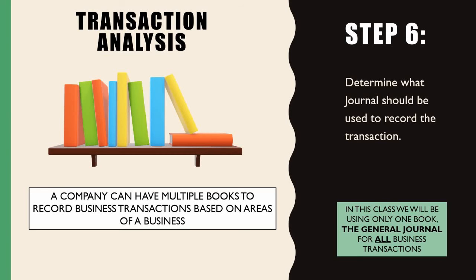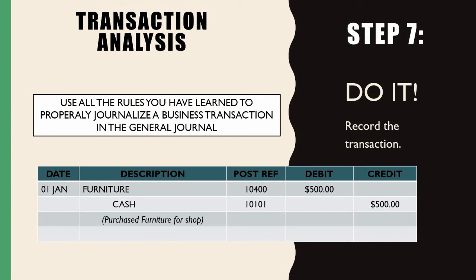Okay, there's no title to it, or it's not for a specific area of operations in a business. So again, we only have one book. All right, once you've done that, step 7 is you're gonna do it, just like the Nike logo, you're gonna do it. You're going to record the transaction in your journal.